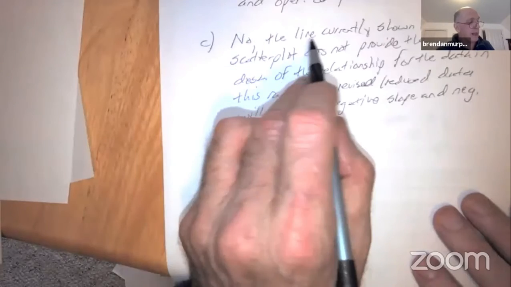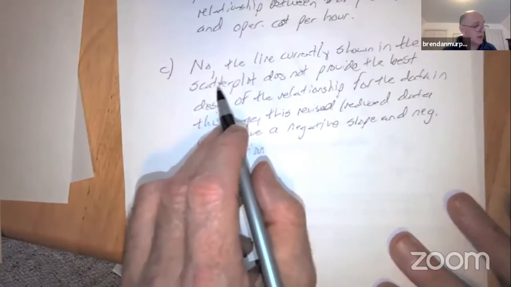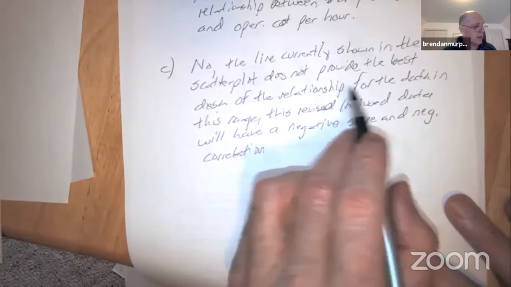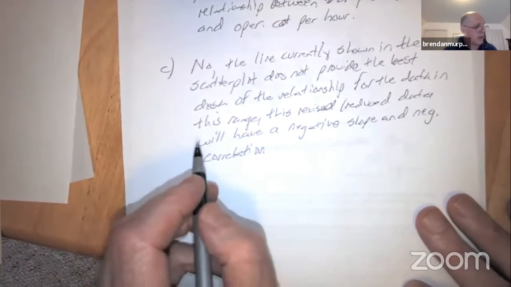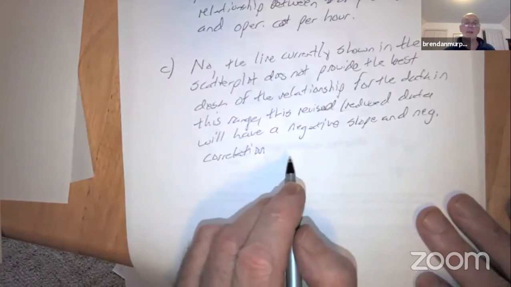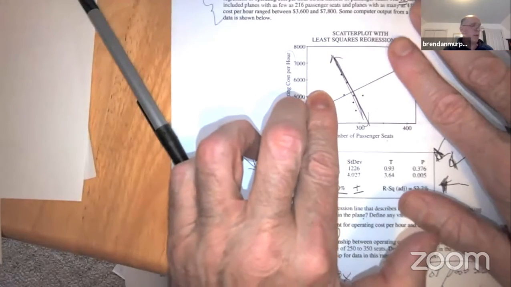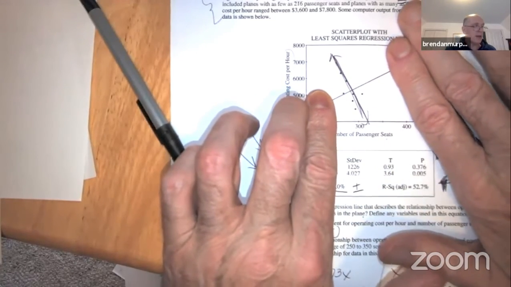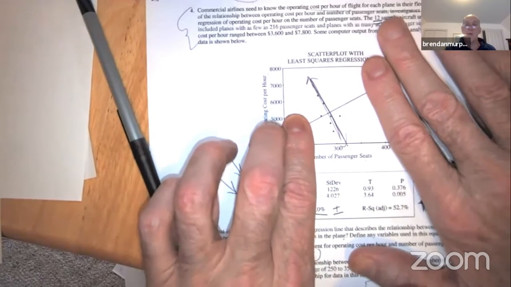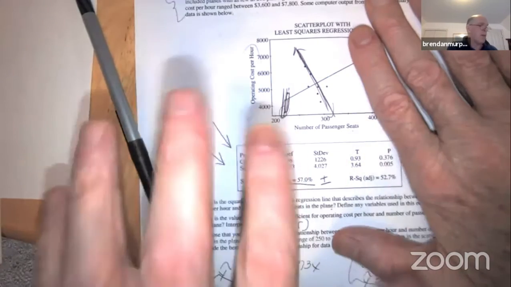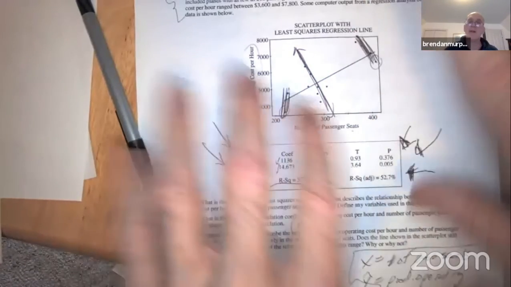So I said, no, the line currently shown in the scatter plot does not provide the best description of the relationship for the data in this range. This revised or reduced data set will have a negative slope and a negative correlation. I really liked the fact that when I took some data points away, it totally changed my least squares regression line and how I would analyze the remaining data. So I really like the problem and I really like part C. Your eyes don't really pick that up until you eliminate those other 5 data points.